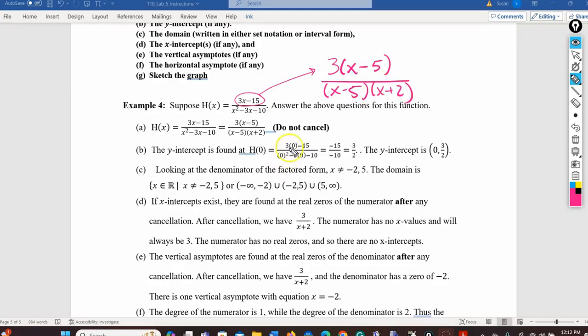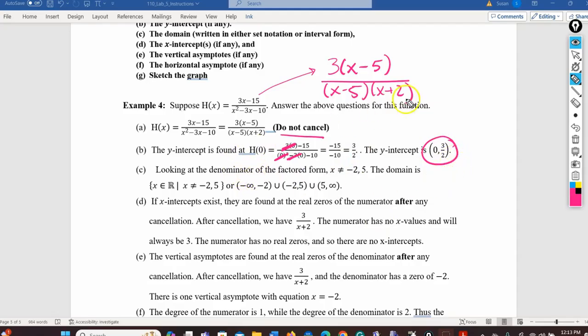Now, do not cancel. Do not cancel, as it says. You want to leave it like this when you're going to find the domain. Now, the y-intercept, you just evaluate that at 0, and I would evaluate the original one. If you evaluate the original one at 0, everywhere there's an x, you replace it with 0. Then you're left with -15 over -10. The negative signs cancel, in lowest form, that's 3/2. So we have a y-intercept, and it's at (0, 3/2).